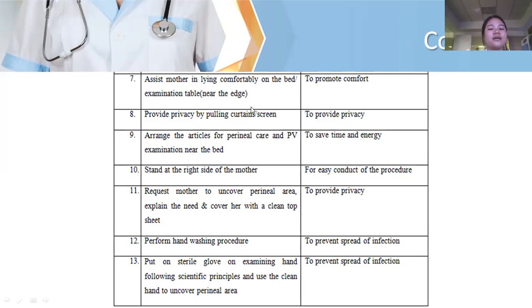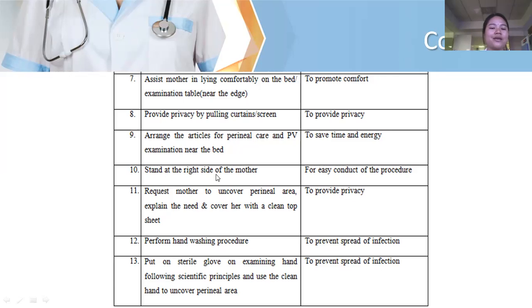Assist the mother in lying comfortably on the bed or on the examination table near the edge. This will help in promoting comfort for the mother. Provide privacy by pulling the curtains, or if we have a screen, we can use it for providing privacy. Next, arrange the articles for perineal care and PV examination near the bed so that it will help us in saving time and energy.